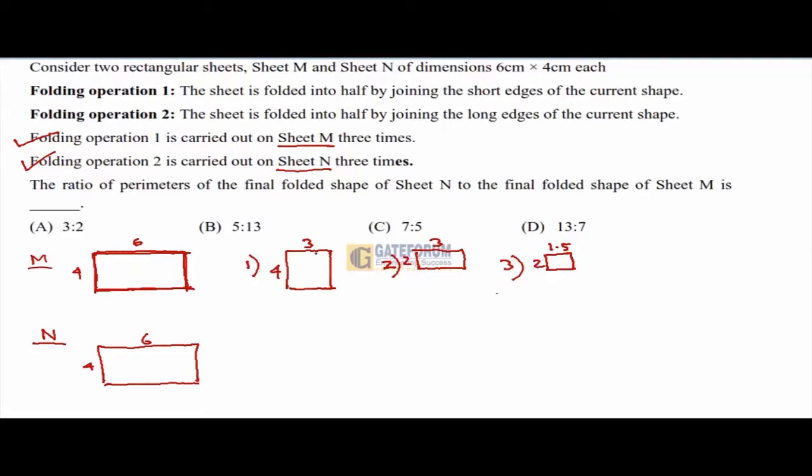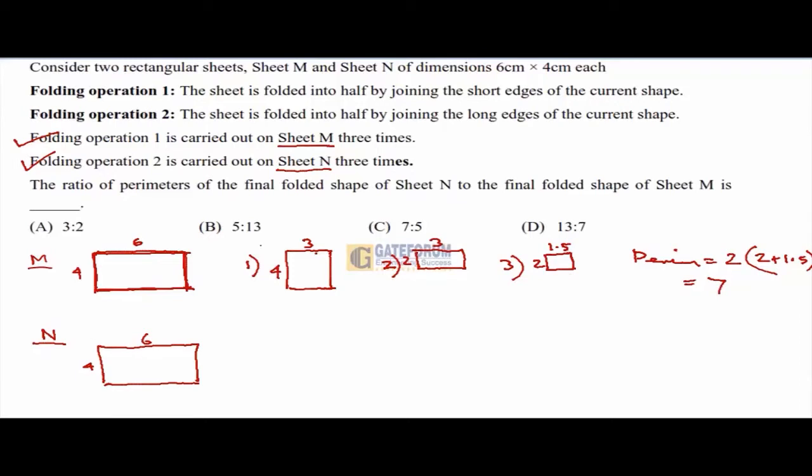Okay. Now they have asked you the ratio of the perimeters of the final folded shape. So what will be the perimeter of this? The perimeter is twice into length plus breadth. So 2 plus 1.5, that is 3.5, into 2, that is 7. So the perimeter of M becomes 7 after these 3 stages of folding.